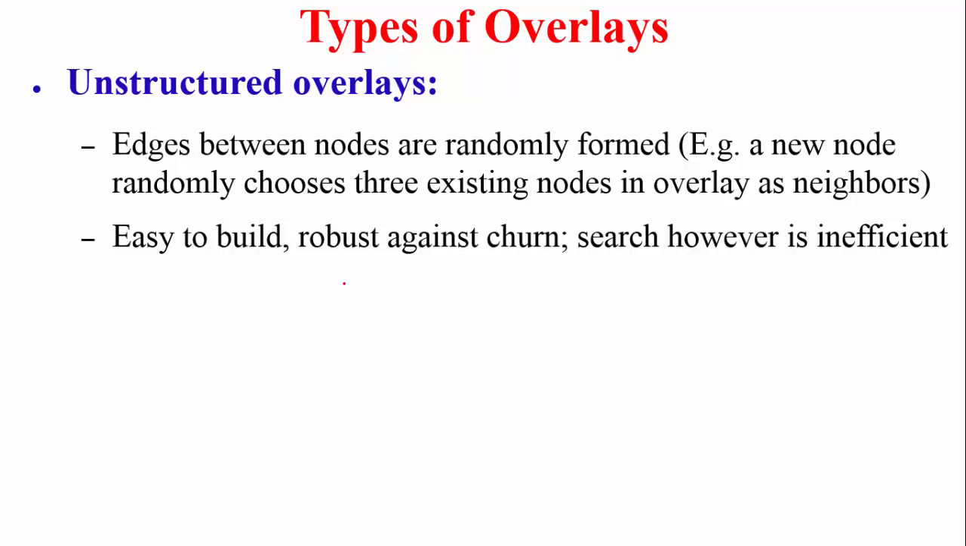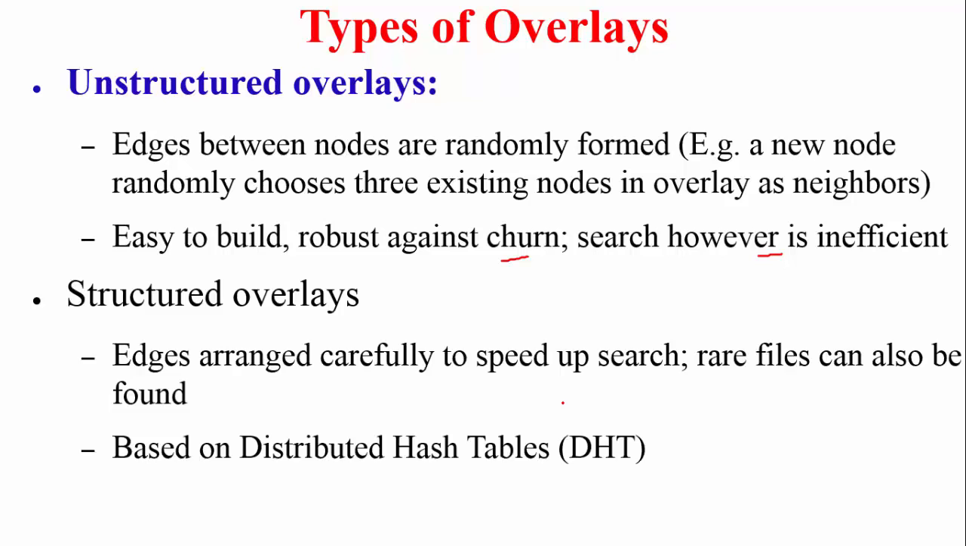So such unstructured overlays are very easy to build. And they also offer some robustness against churn because there isn't any structure to them. However, the search is very inefficient over such networks because there is no structure to it. Everything is random. In contrast to unstructured overlays, there are these things called structured overlays where the edges are arranged carefully to speed up search. So this way, even rare files that are very difficult to find using unstructured overlays, it becomes easier to find because you're establishing a structure in the overlay to help your search functionality.